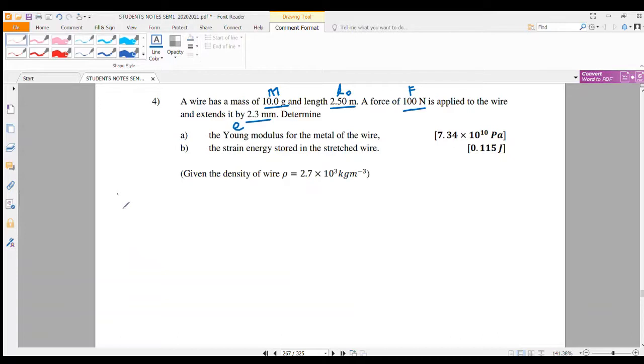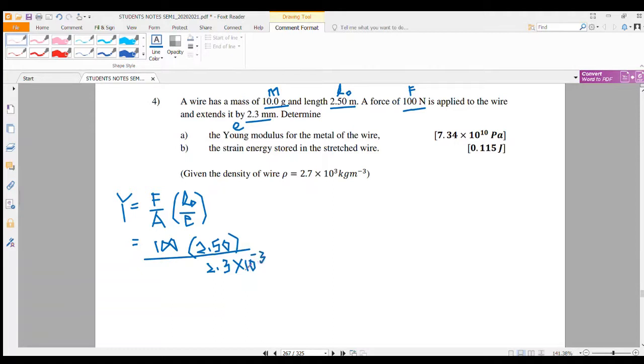Okay, so the Young modulus, from the equation just now that we derived, F over A times L naught over e. If let's say we rearrange back the equation, your F is 100, original length is 2.5, area is not given, but the elongation is given, 2.3 times 10 to the power of negative 3. Okay, so now area, we don't have area. How can we find the area?